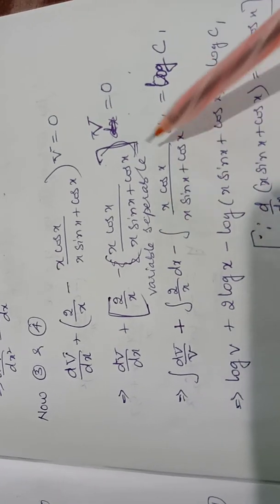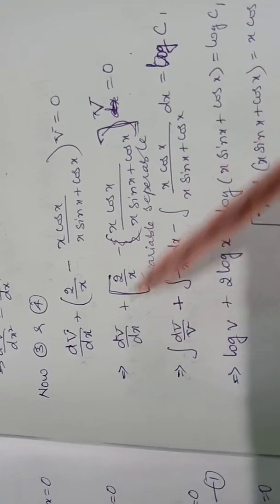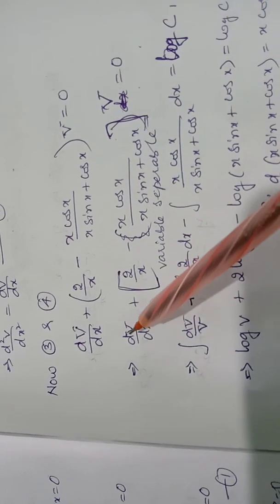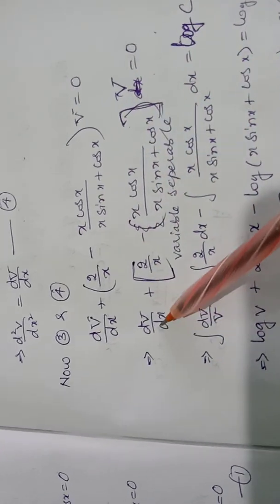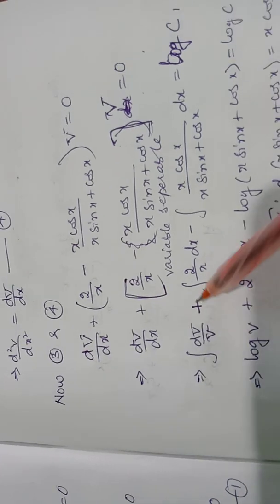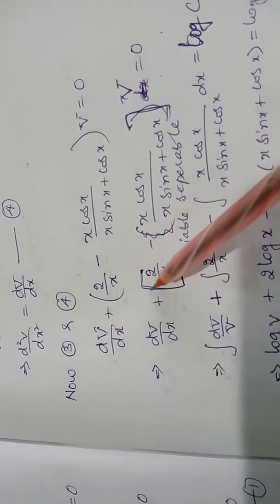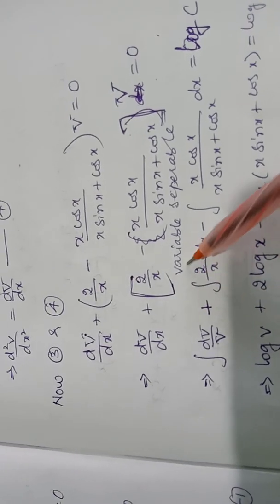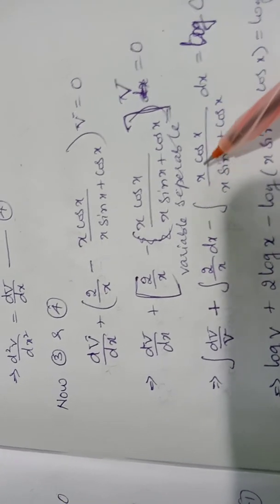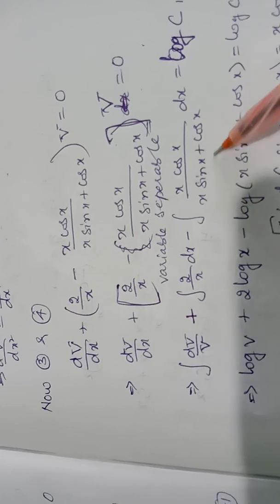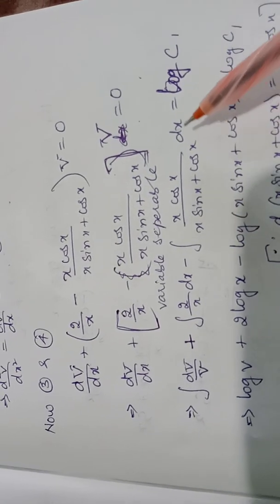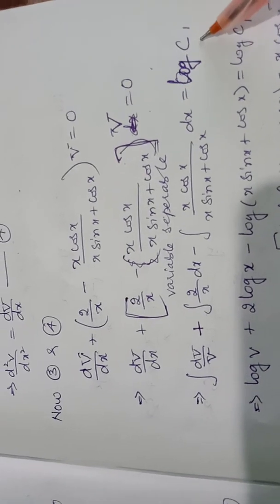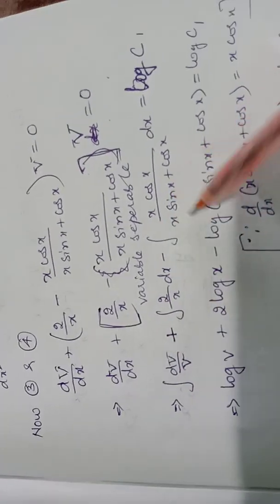Now we are going for variable separable. If we go for the variable separable method, this V will come to the denominator, dV by V, plus this dx will go to this side. We are expanding that: 2 by x dx minus x cos x by x sin x plus cos x dx equal to log c1. Then we are integrating all the terms.